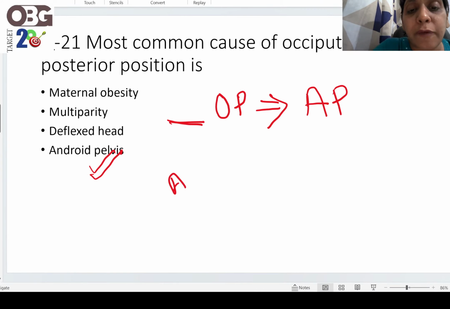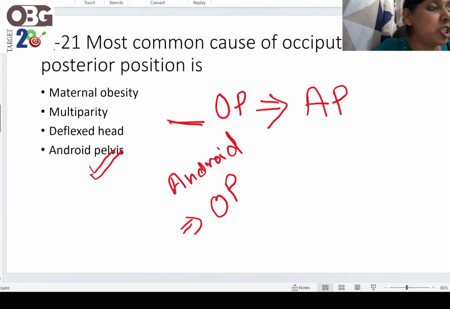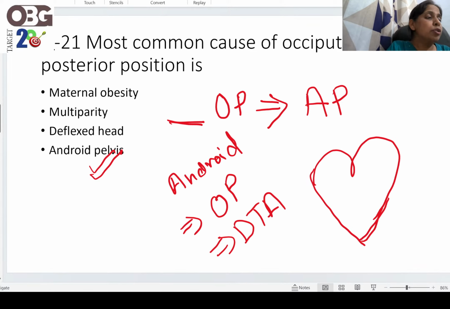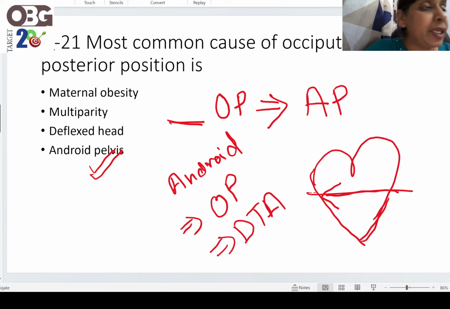So what are the questions of android pelvis? Android pelvis is responsible for the occipito-posterior position, very good Dr. Praveen, very good Dr. Prashant. Android pelvis is responsible for deep transverse arrest. Why does deep transverse arrest happen? Because the front of the pelvis is narrow. Android pelvis is basically a heart-shaped pelvis. So the front is narrow and the back is broad. A little rotation happens but not much, the head cannot come forward, so it remains stuck transversely. Now, why is the android pelvis the most common cause of occipito-posterior? Look carefully.